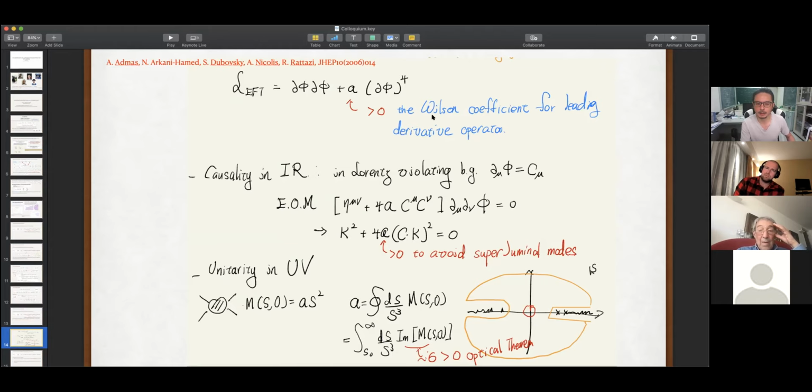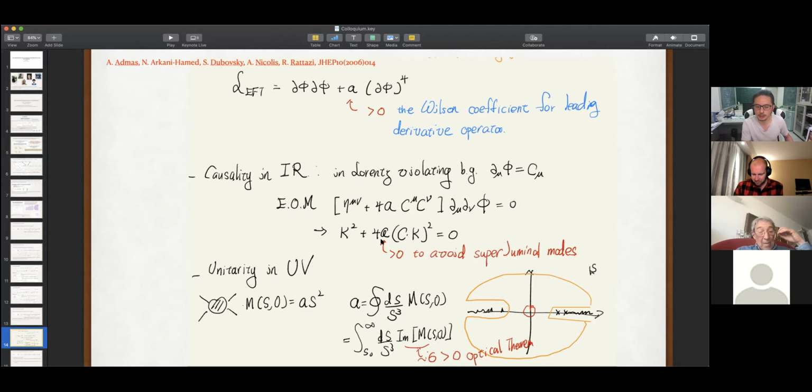And then there are two ways of seeing this. One is let's not even think about the UV, but just think about the IR in some non-trivial background. So for example, you can think about this theory in a Lorentz violating background. That means that I'm taking partial mu phi to be some constant. Of course, this is a constant vector and therefore you break Lorentz invariance. In this Lorentz violating background, you can look at the equation of motion for the fluctuation around this background, and it will satisfy a dispersion relation which is modified by the background value, proportional to A. And of course, in order for you to not have superluminal modes, that tells you that A must be positive. So this is one way to see that there's actually a bound on the coefficient without even thinking about the UV at this point.